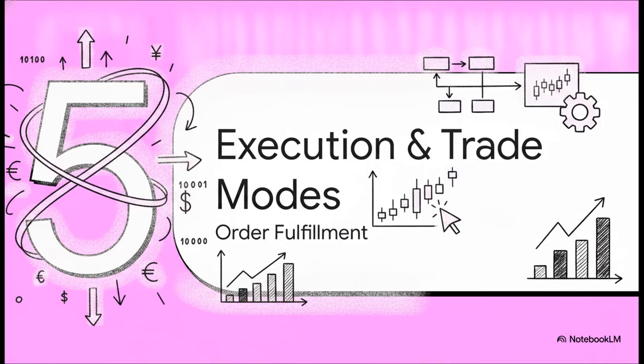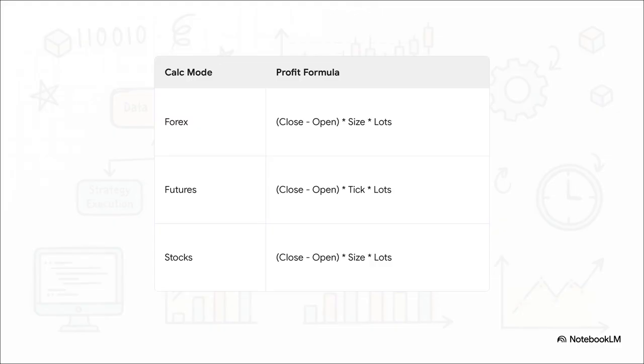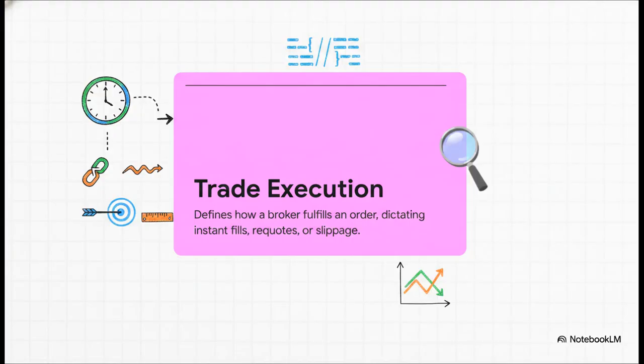Finally, Section 5, Execution and Trade Modes. Having all this data is great, but knowing exactly how your broker executes your orders is the other half of the battle. You absolutely have to understand the calculation mode for your symbol. The core math for figuring out your profits and your margin changes entirely depending on what markets you're actually trading. Notice how the profit formula for Forex is completely different from futures, which factors in tick price and tick size. Your algorithmic logic has to dynamically adapt to whatever calculation mode is active, or your risk management is going to be fundamentally broken.